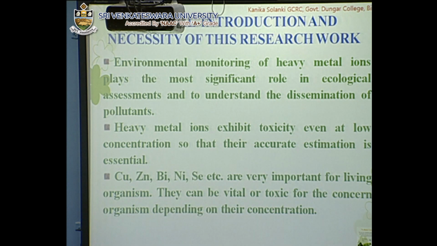The general introduction and necessity of this research work. Environmental monitoring of heavy metal ions plays the most significant role in ecological assessment and to understand the dissemination of pollutants. Heavy metal ions exhibit toxicity even at low concentration, so their accurate estimation is essential. Copper, zinc, bismuth, nickel, selenium, etc. are very important for living organisms. They can be vital or toxic for the concerned organism depending on their concentration. The accurate analysis of metal ions is one of the most concerned areas of research.